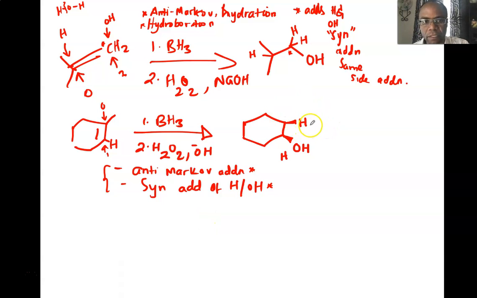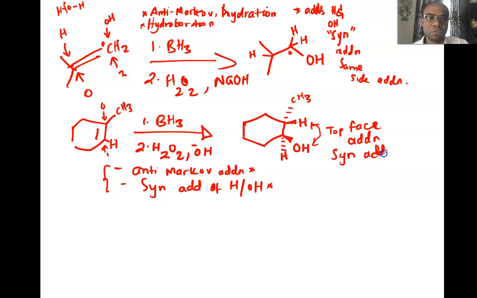So if these 2 were added from the top face, then I use the towards or the shaded wedge, and the existing groups, which are the hydrogen and the methyl group, will have to be flashed back, both of them. That shows syn addition, same side addition. So it's anti-Markovnikov addition first of all, because the H goes where there was less, and then syn addition because whatever is added is on the same side. Okay, same face of the molecule.